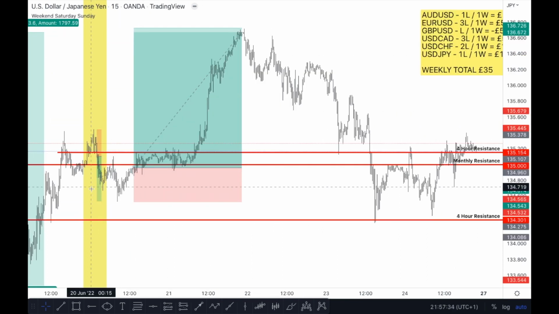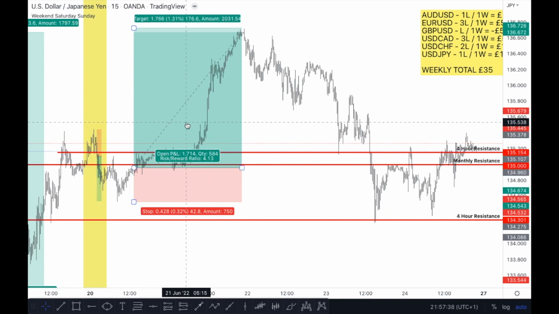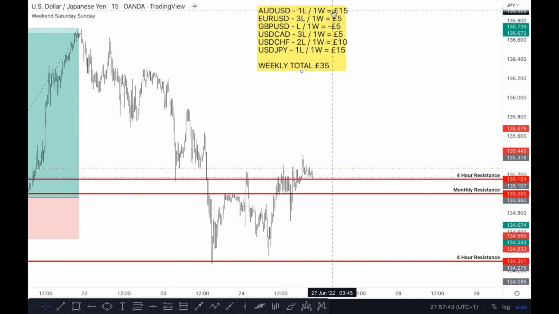And last, we have USD JPY. We had a loser here, but we had a winner straight away in the second one, so you would have been up by $15. So I have written all of this information here. As you can see, we had $15 profit, $5 profit here. We had negative $5 on GBP USD. USD CAD, we had $5 profit, and the USD CHF was 10, USD JPY was 15, meaning $35 profit was banked.